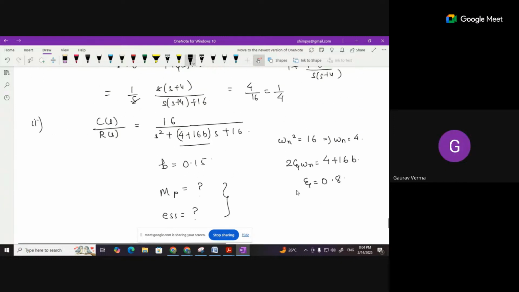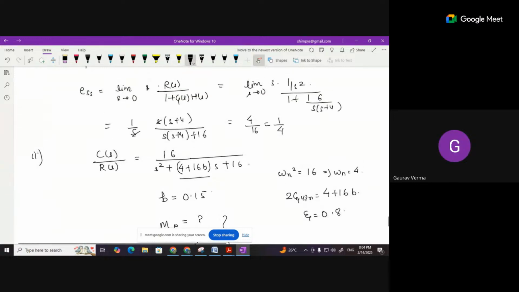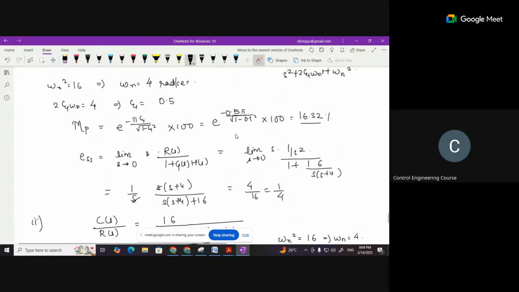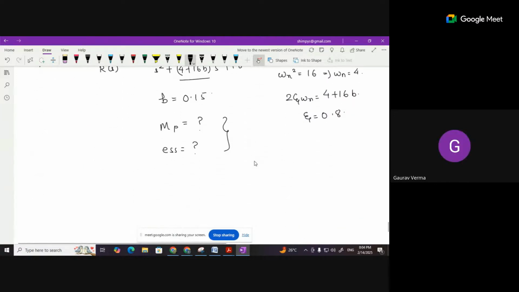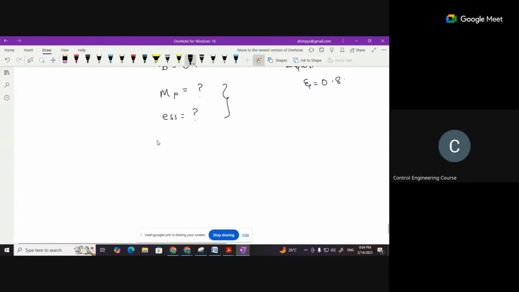We can go to the problems, but I just rechecked my calculation. I'm still getting like 90% for the peak overshoot. This one? Yeah. You please do it once again. I have to see the calculator settings and all.